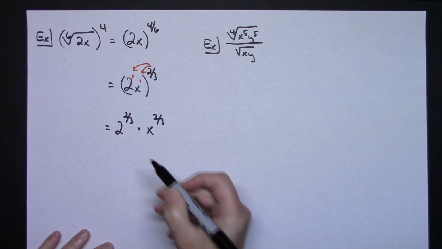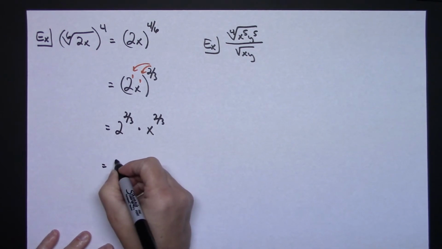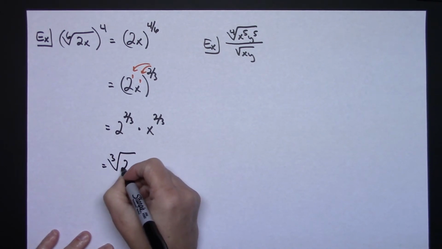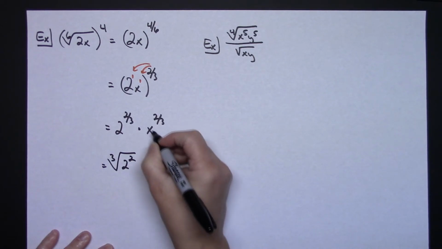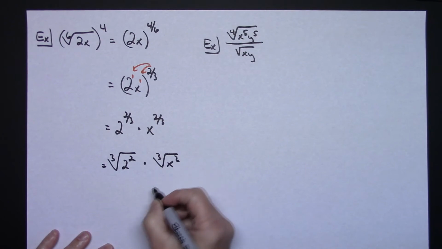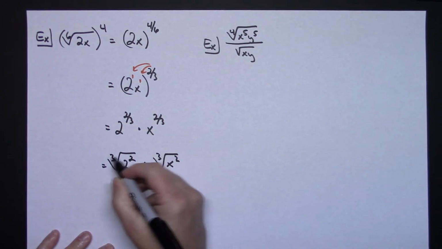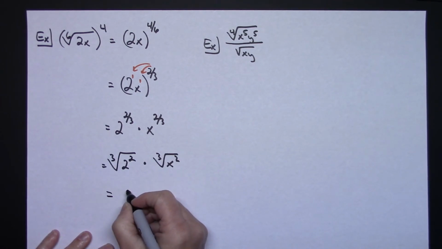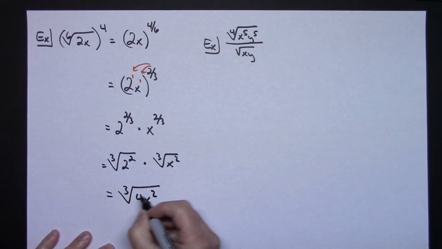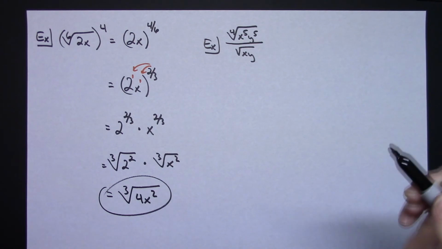Alright, now I need to go into radical form with this one. So this is going to be the cube root of 2 squared. And then this one's just going to be the cube root of x squared, which we can't do anything with. Alright, this one I can multiply out. 2 squared is going to be 4. They both have the same radical there, so I can write it as 1 radical, cube root of 4x squared. Okay, so lots of different rules on that one being implemented.